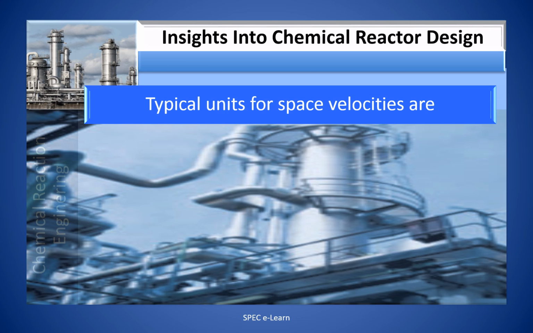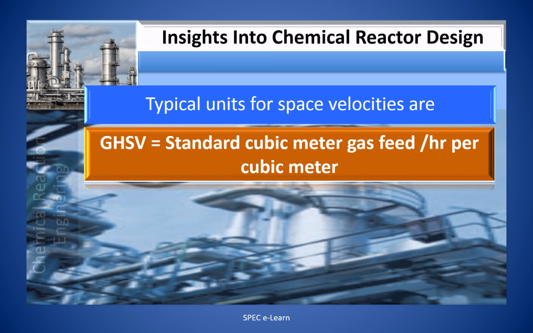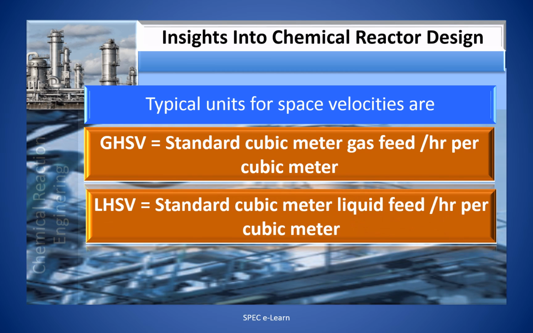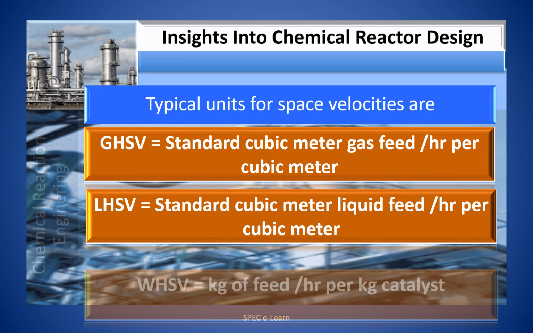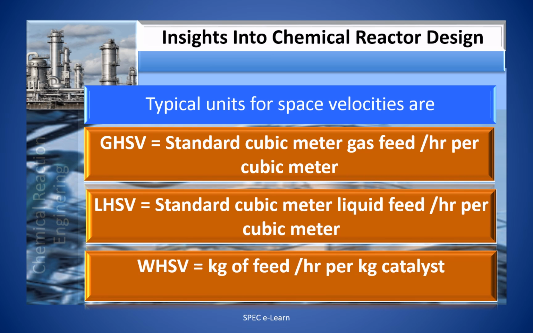Typical units for space velocities are GHSV, standard cubic meter gas feed per hour per cubic meter reactor volume. LHSV, standard cubic meter liquid feed per hour per cubic meter liquid volume. WHSV, kg feed per hour per kg of catalyst.